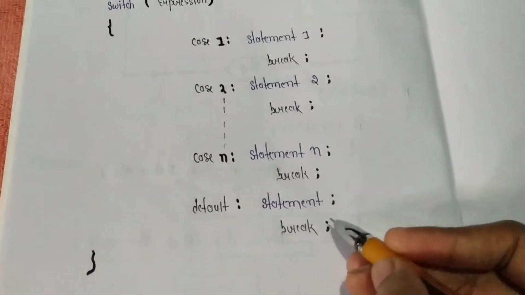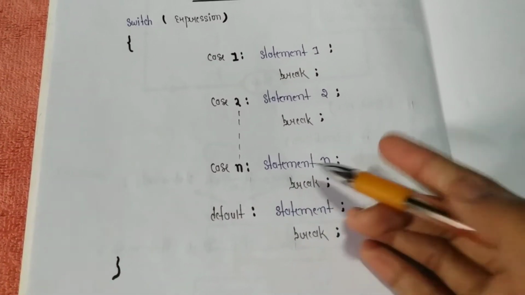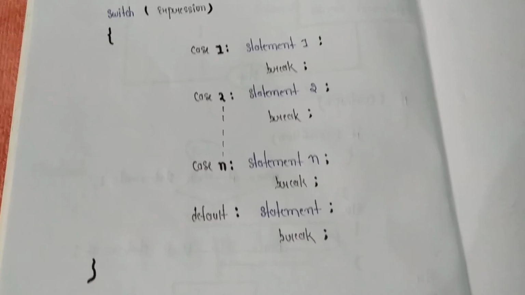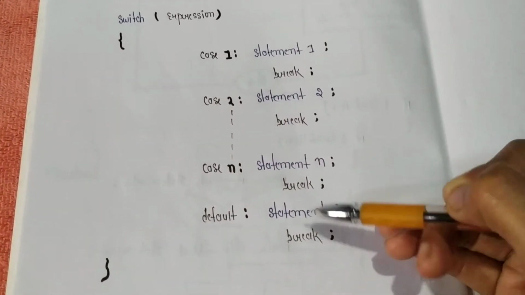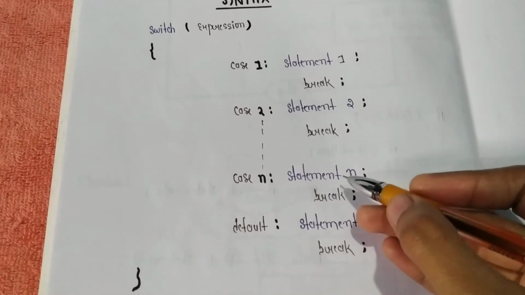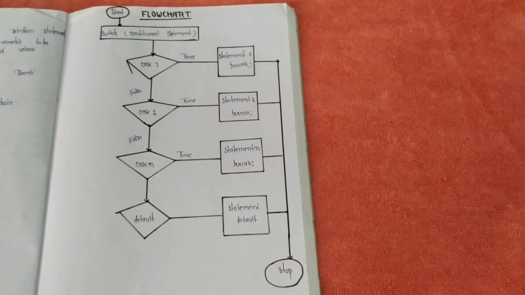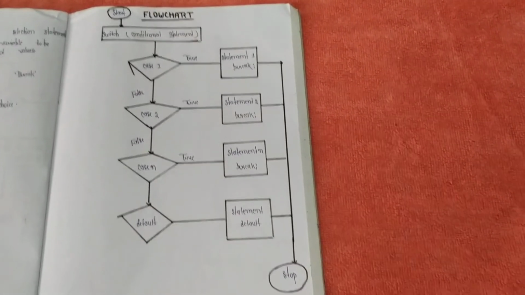And see, break means the control will go out of the switch statement, out of the switch body. So before using break, control does not go out of the switch body. Clear? Now let us see the flow chart.